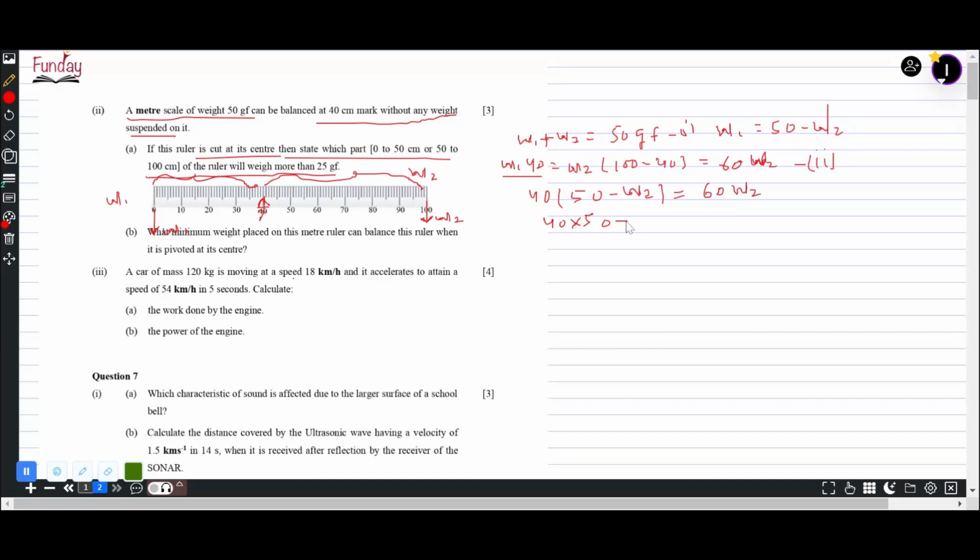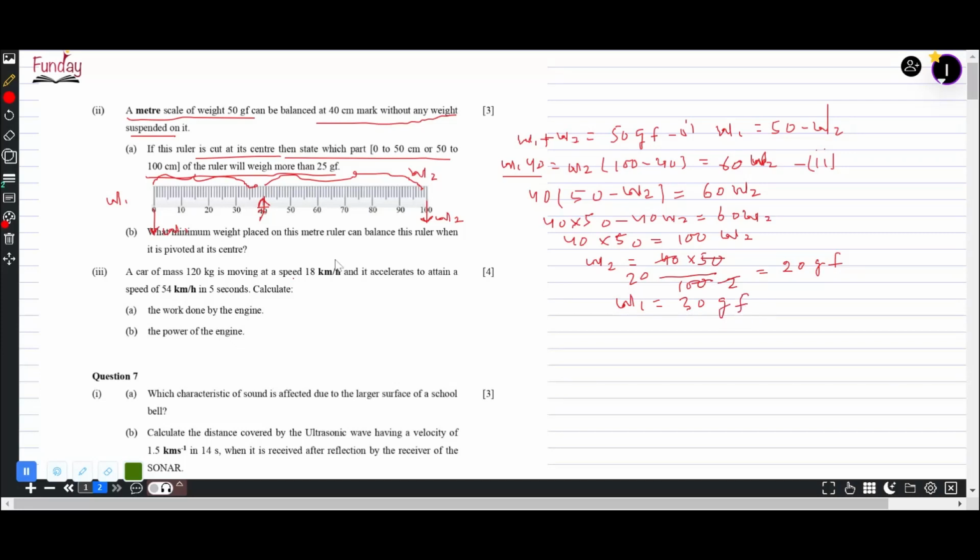So 40 W2 on this side will become plus. That means 40 into 50, now we are expanding this, minus 40 W2 is equal to 60 W2. That means 40 into 50 is 100 W2, 40 plus 60. So then what is W2? W2 is equal to 40 into 50 over 100, which is 20. So we arrive at W2 is equal to 20 gram. Right? So W1 is equal to 30 gram.